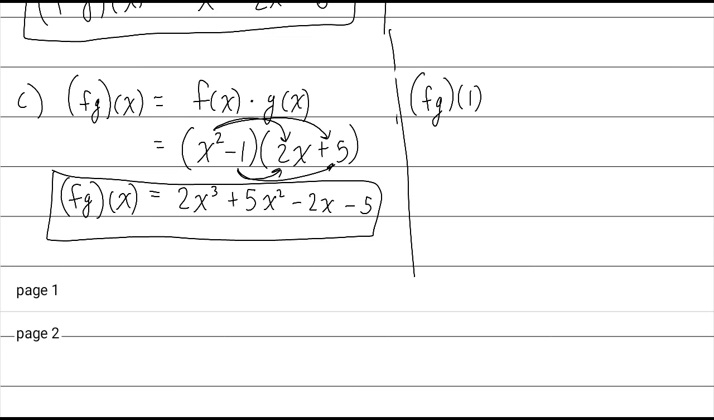Okay. I'm just trying to make this look nicer than I need to. Oh well, whatever. All right, so fg of 1, so I'll plug in 2 times 1 cubed plus 5 times 1 squared minus 2 times 1 minus 5.